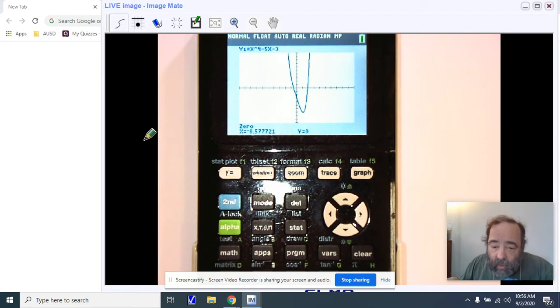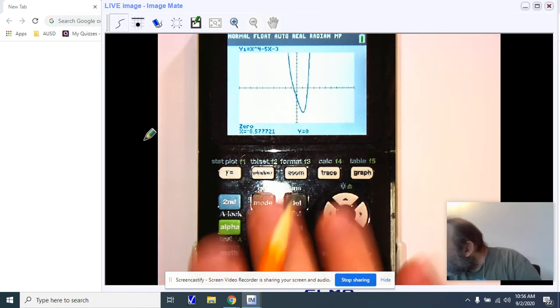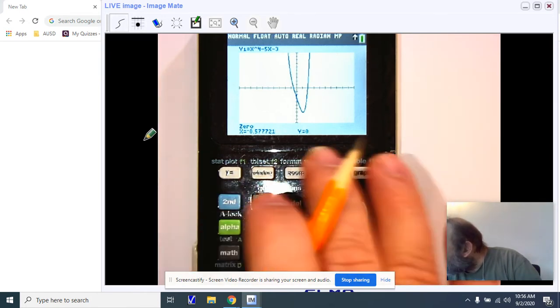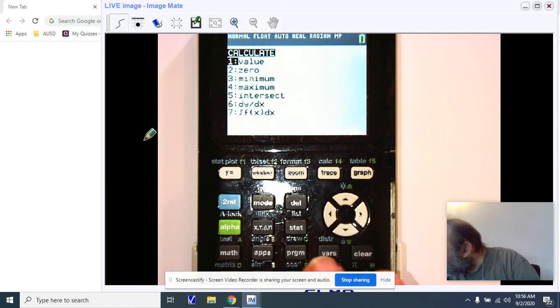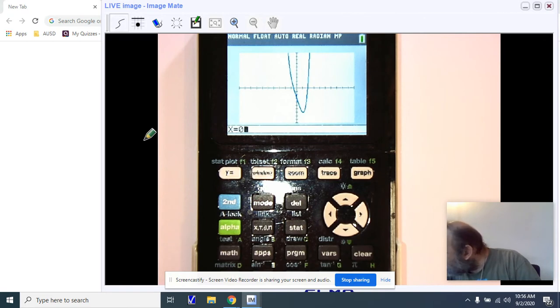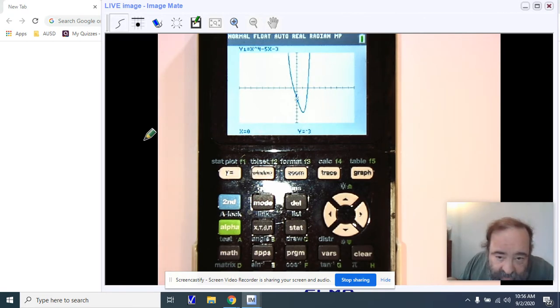Only at the end are we going to round our values. That's when we actually start to write the question. We found our y-intercept, but I'm going to find my y-intercept again, just so you can see it. I hit value and I plug in 0, enter. And you'll notice I get the point at x equals 0. It is negative 3, and that's my y-intercept.